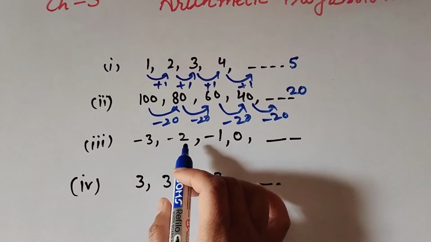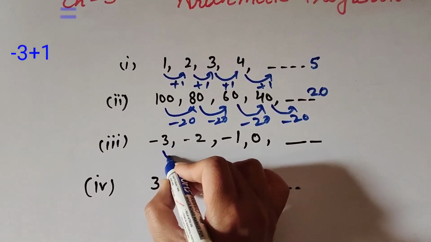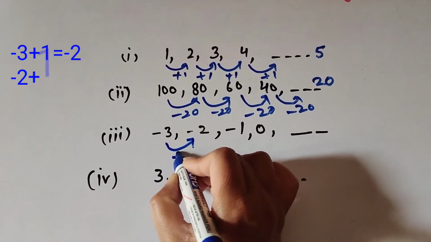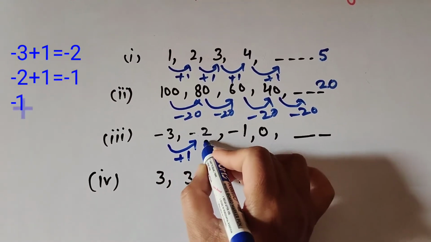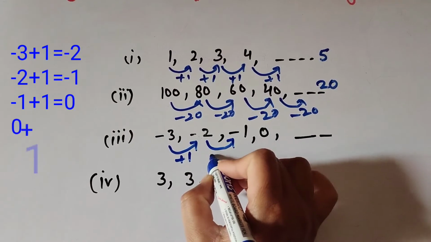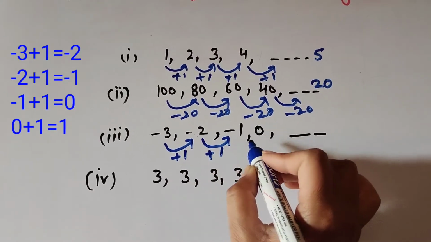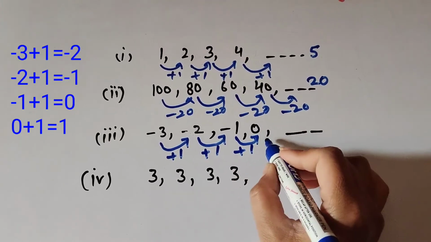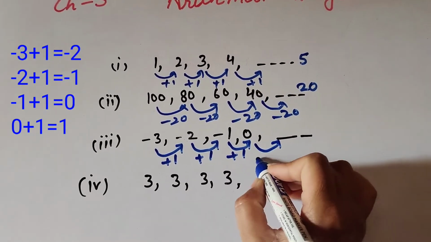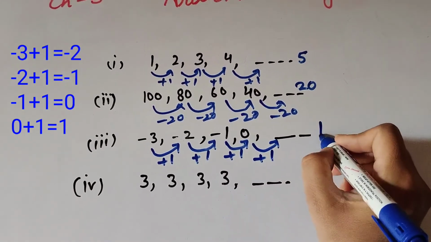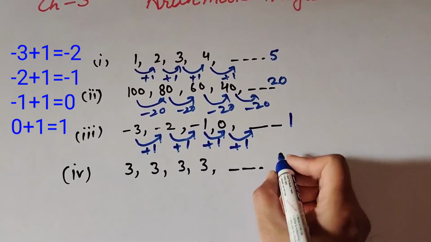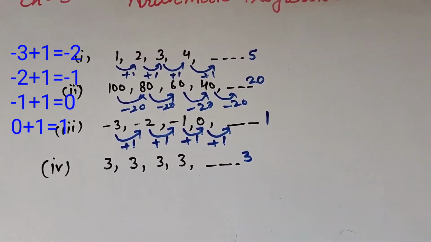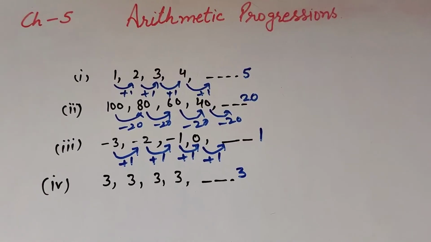Now in the next series of numbers, -3, -2. When we add 1 to -3, we get the next term -2. Again we add 1 to -2, we get the next term -1. Again we add 1 to -1, we get 0. And again we add 1 to 0, we get the next term 1. In the same way we follow the pattern to find the next term in the series.